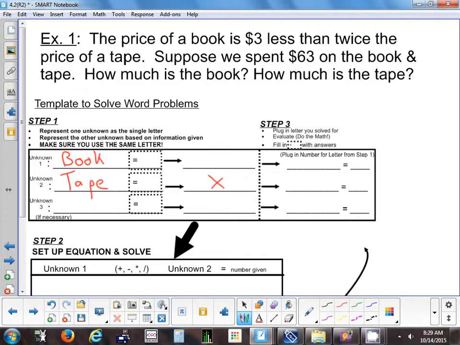3 minus X. So that means the price of a book is 3 less than twice the price of a tape. What key word do we see up there? Ryan. Twice is good. Less than, right? What's less than mean? Subtract. I'm going to put my subtract sign in there. What should go after the subtraction sign? Anybody know? What should go after the subtraction sign?